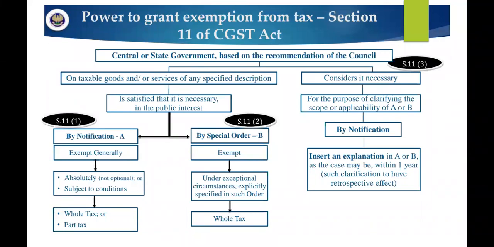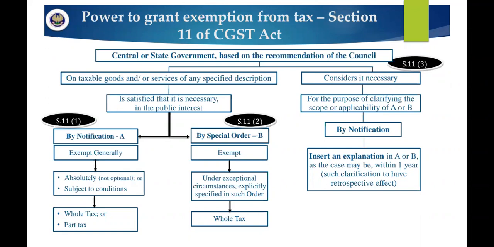In some cases, what happens? By special order, which is said in section 11 subsection 2, right? Section 11 subsection 2. Here, first of all, it will be exempt whatever law has been passed, or whatever the GST or exemption has been claimed, that will be exempt under exceptional circumstances explicitly specified in such order. All right, but it is not allowed in a general case. Only during some exceptional cases. There are certain exceptional cases which are mentioned in section 11 subsection 2 of CGST Act of 2017.